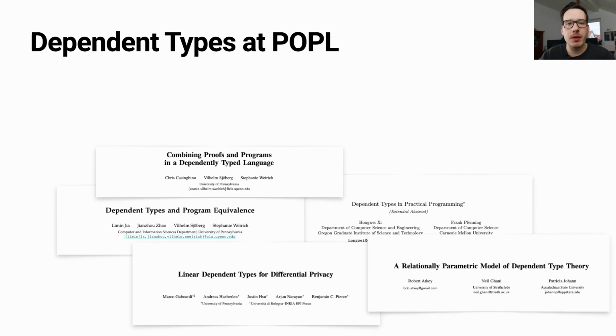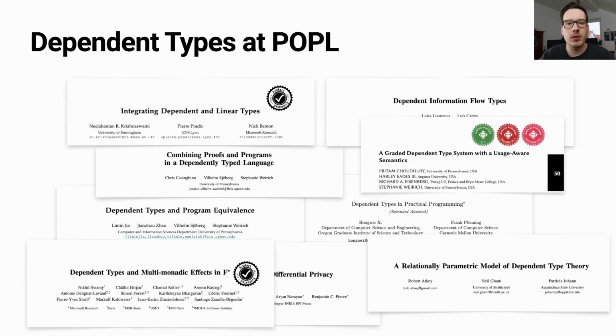If we look at the papers published over the last 25 years at POPL, it seems like quite some people care about dependent types. However, it also seems like the majority of work focuses on the theory of dependent types. But in order to establish dependent types in everyday programming, work is also needed on the practical side.